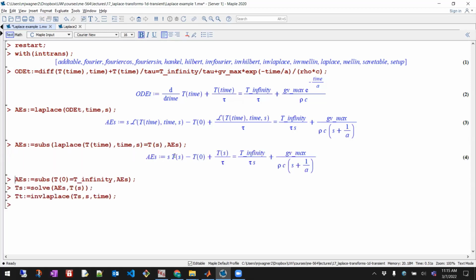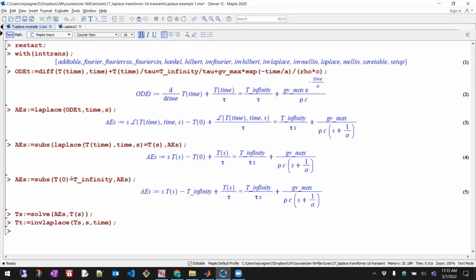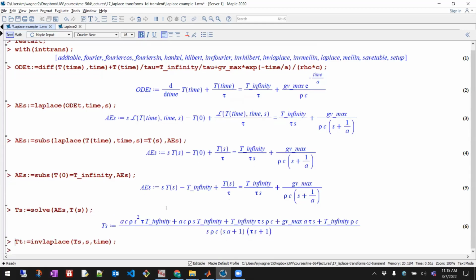Here's now the solution with our T hat appearing. Now let's sub in for that T of 0 condition. We know that at time 0, the solution has to be T infinity. So we're just subbing our known initial condition into the previous function, and then we want to solve this for T of S. This is our solution in T of S. You could convince yourself that this is equivalent to the thing we just did by hand, but it is.